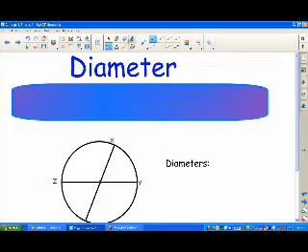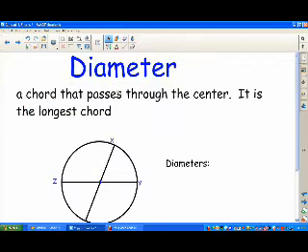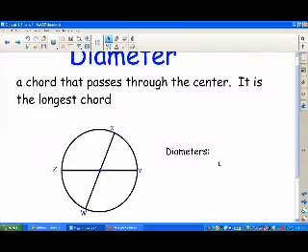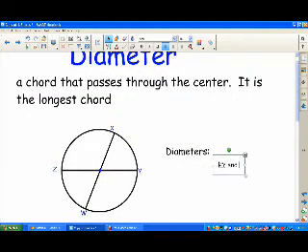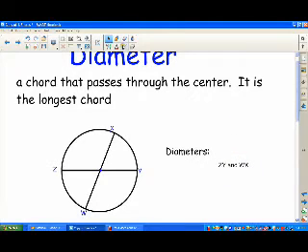All right, next term is the diameter. The diameter is just a special type of chord. It's a chord that passes through the center, and it's also the longest possible chord that you could have in a circle. So our diameters are ZY and WX. And again, they're segments, so I do need to put a little bar over them, because I do want to name them correctly. Okay, so that's our diameter.